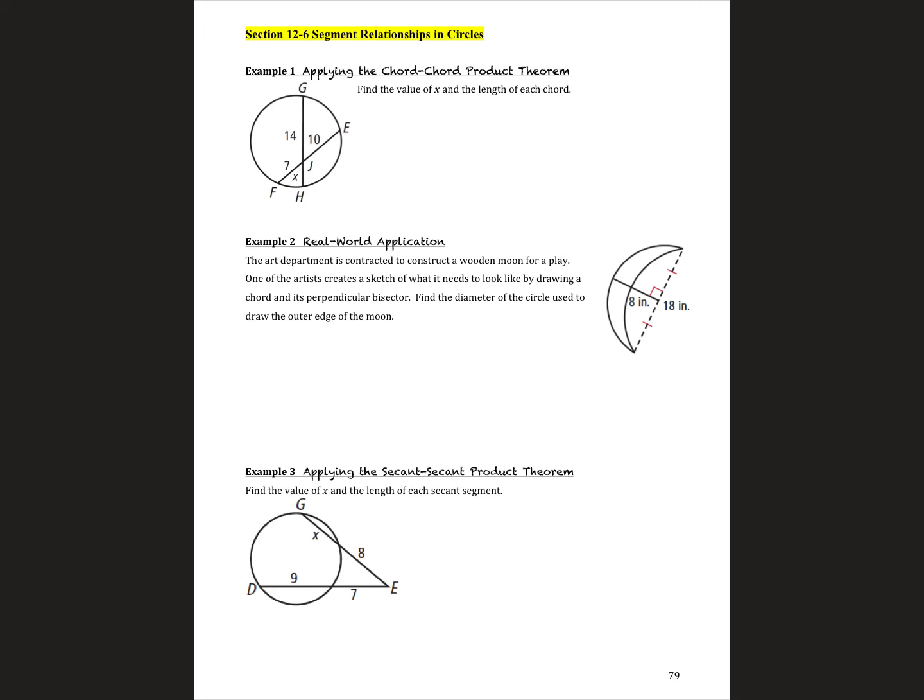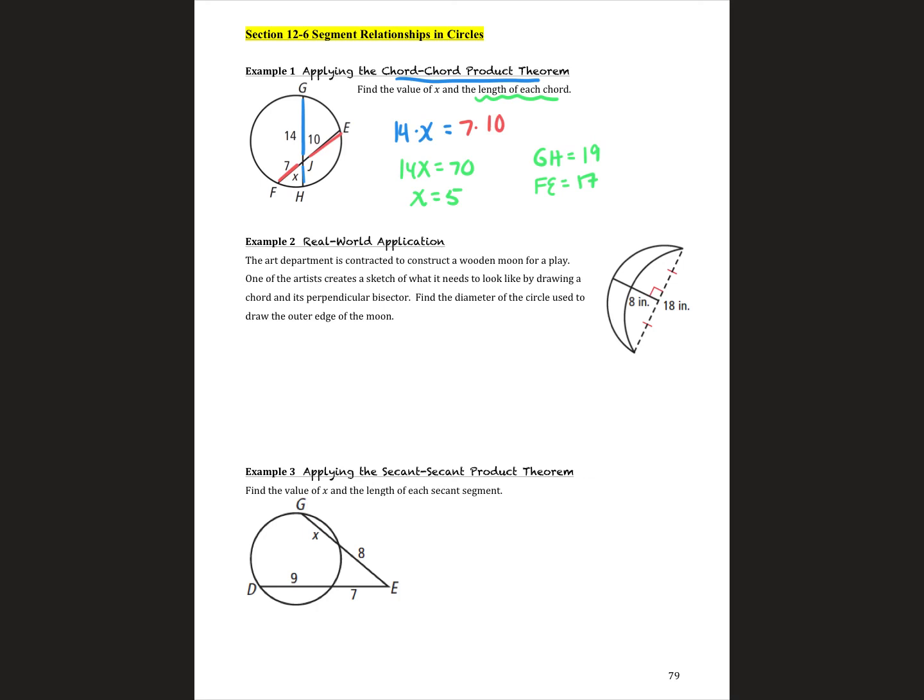Page 79, example 1, it's chord-chord product theorem. So you're multiplying the parts of the chord. So 14 times x is equal to, on the other side, 7 times 10. And then you end up getting 14x equals 70, and x is 5, but it also asks for the length of each chord. So GH would have to be 14 plus x, which is 19. And FE we could have already figured out even without finding x, because it's just 7 plus 10. It's just the lengths, we're adding them.